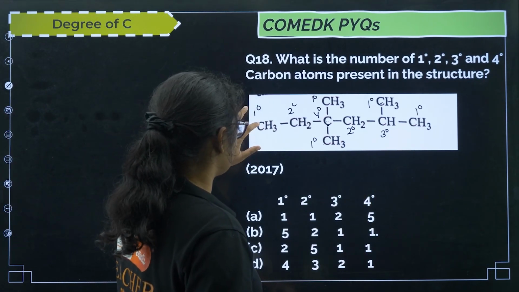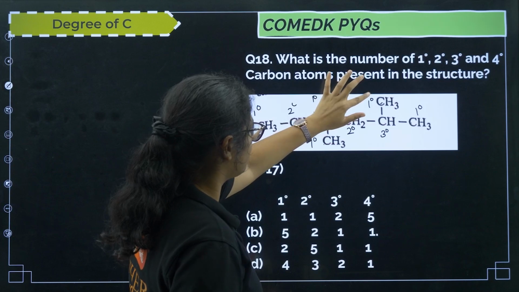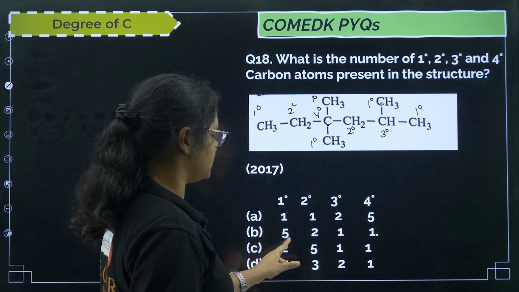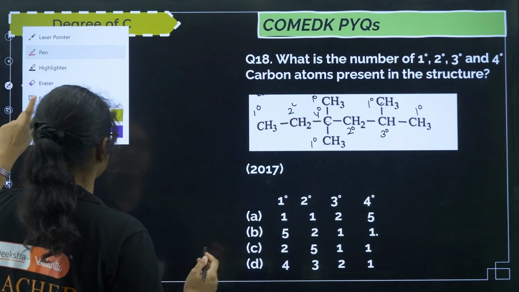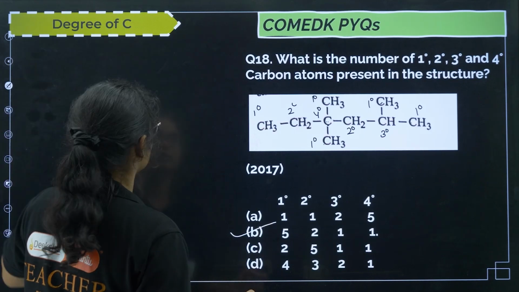So now you see how many primary carbons are there? 1, 2, 3, 4, 5. So 5 primary carbons are here. There is only one option with that, so option number B.